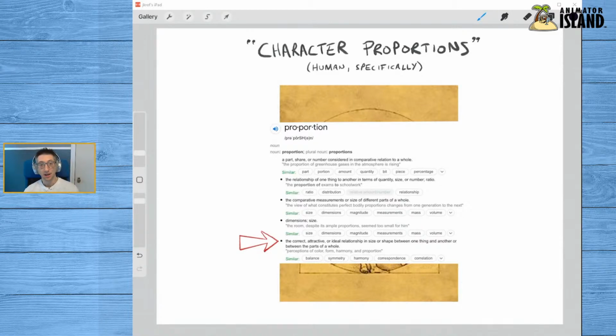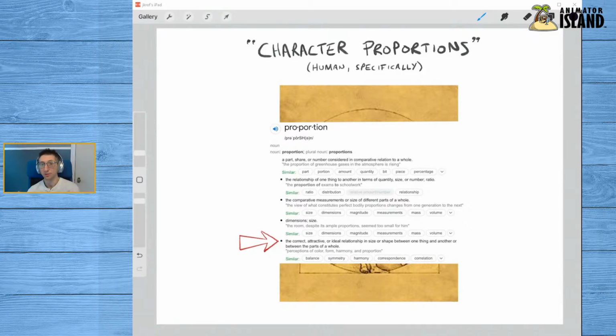I think that something called objective beauty could exist. It very likely does, in my opinion. But that's neither here nor there, because that's not what we're talking about today. When we're talking about correct, attractive, or ideal, we're going to take a very subjective approach. That means that my opinions may differ from your opinions, and that's totally okay, because we're not diving into objectivity at the moment. We're diving into strictly subjective opinion on character proportions.